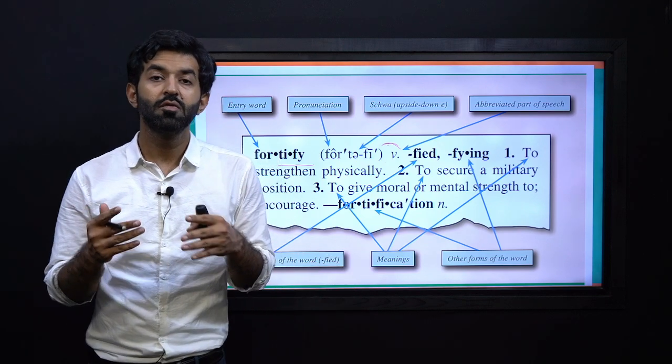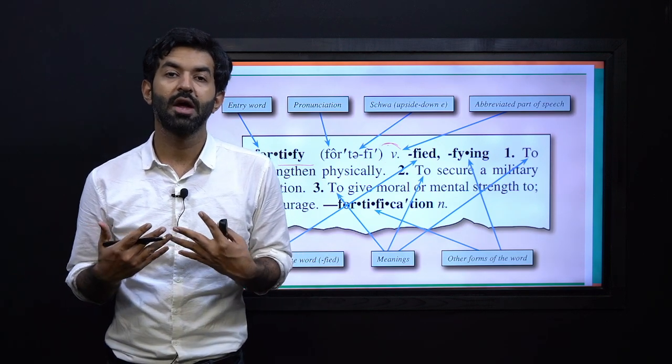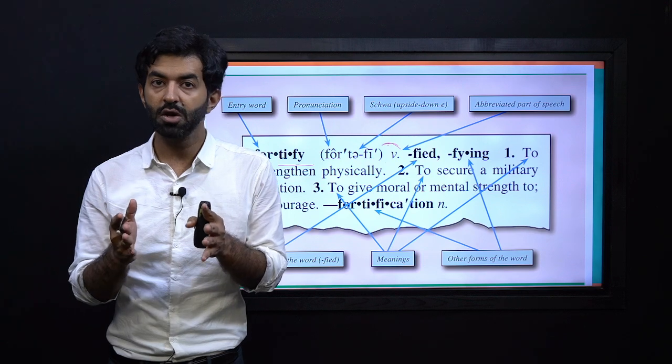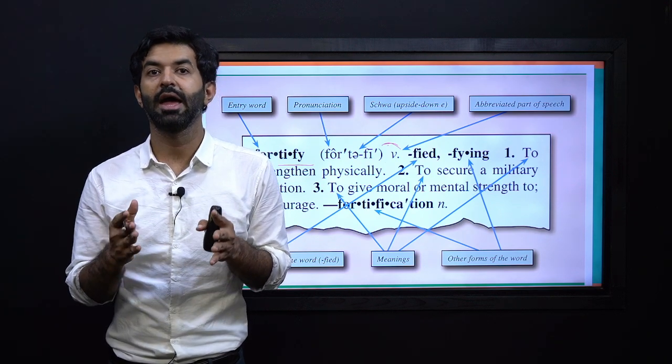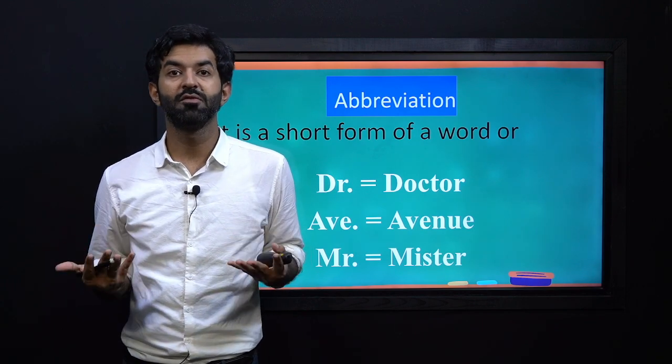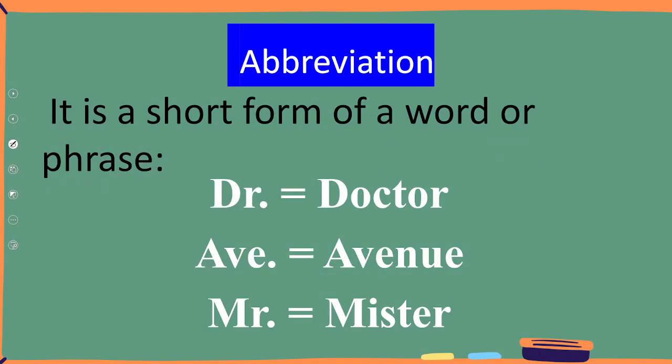But students, we also have some words that are abbreviations and they are acronyms. So the dictionary also tells us about acronyms and abbreviations. Let's see what an abbreviation is. An abbreviation is a short form. It's a shortcut or short form of a word or a phrase. For example, we write DR with a period or full stop for doctor.